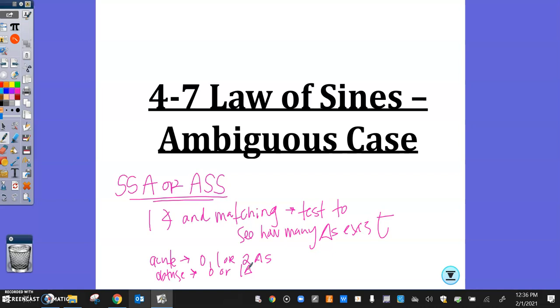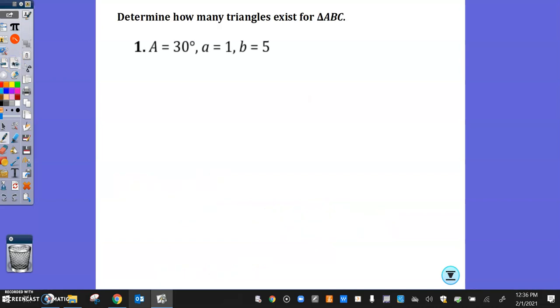We're going to show you both of these. Yes, these are some problems from your homework, the first 6 to be exact. So, determine how many triangles exist for triangle ABC. Yesterday it didn't really matter how we drew our triangles. Today it does. So we're going to draw our angle over here that is given, and this is 30. My side that goes with it is A, which is going to be 1. And I'm putting my other side right up here.